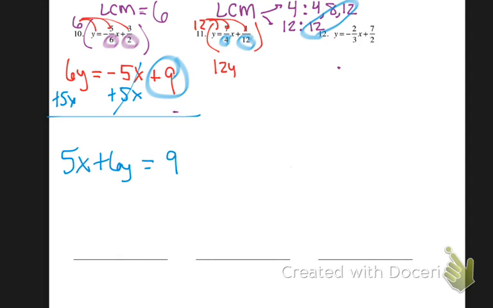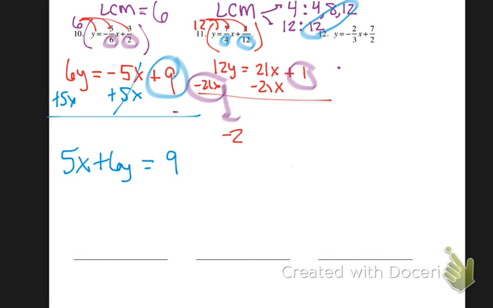12 times y is 12y. 12 times 7 over 4x is 21x. And 12 times 1 over 12 is 1. Now my goal is to get this 1 by itself, so I have to subtract 21x from both sides. And I have the negative 21x first. Then I have the plus 12y equals 1.